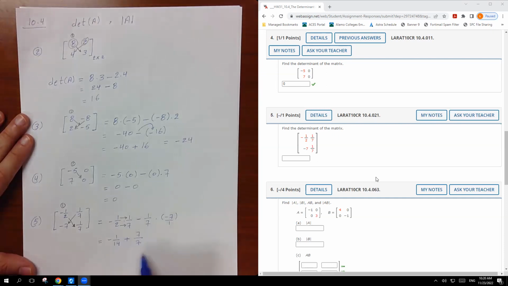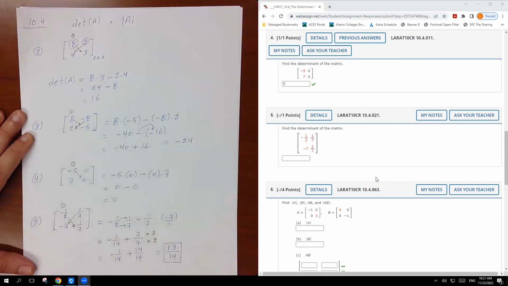If you want to simplify it, because I need to add this fraction with this one, I'm going to multiply this one by 2 and this one by 2. So I'm going to get negative 1 over 14 plus 14 over 14. Now I have the same denominator. That means it's going to be over 14. Negative 1 plus 14 is going to be 13. So our determinant for this matrix is going to be 13 over 14.